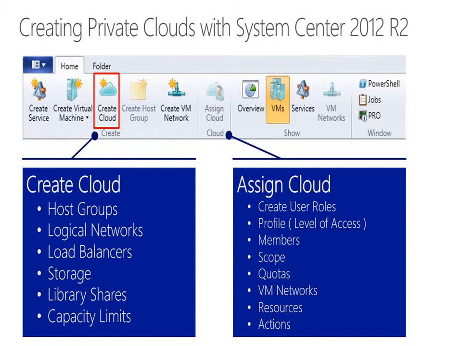that could be running Hyper-V, VMware vSphere, or Citrix Xen Server, our logical networks, our storage. All of that can be pooled together into one or more private clouds, where we then have capacity limits that are set on each of those private clouds, effectively having each private cloud be a virtualized representation of our data center across these various resources.